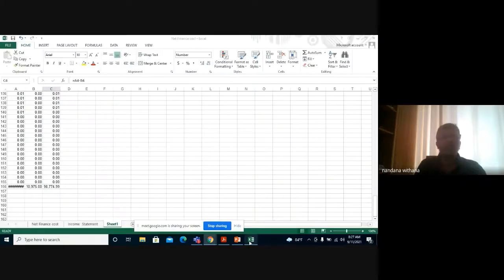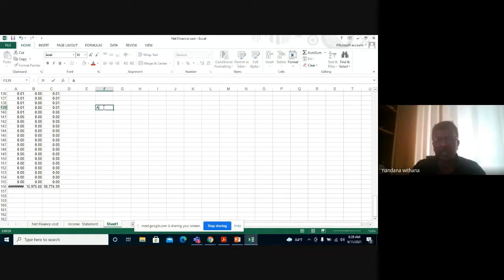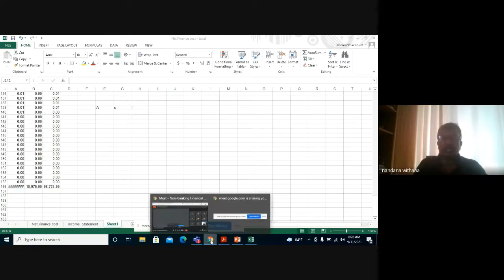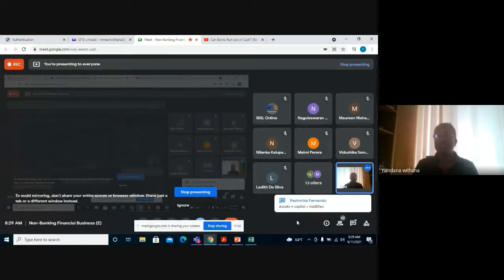We'll once again look into a nice formula. A very basic accounting formula is A equals C plus L. That is the very simple accounting formula. Can someone tell me what do you mean by this? What does A stand for? C and L. Can someone tell me A equals C plus L? What do you mean by that? Quickly. The basic accounting formula: assets is equal to capital plus liabilities.